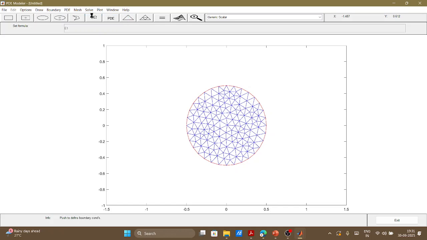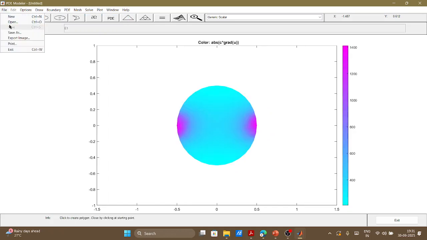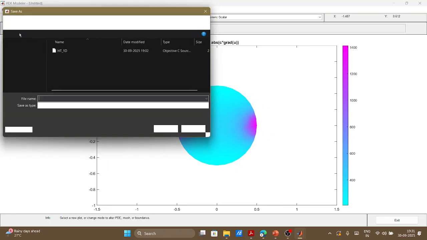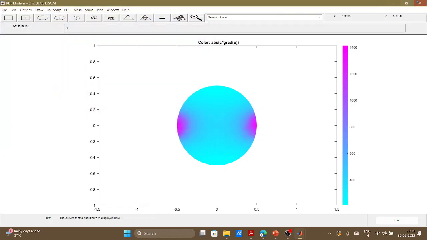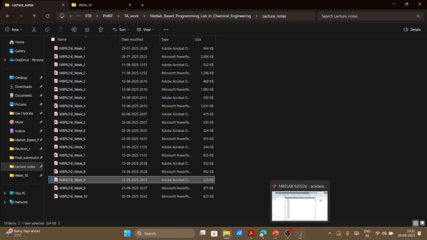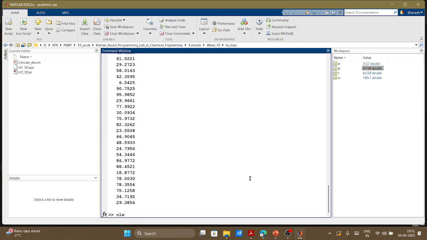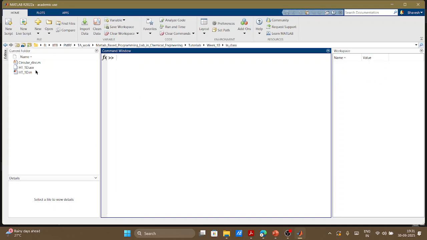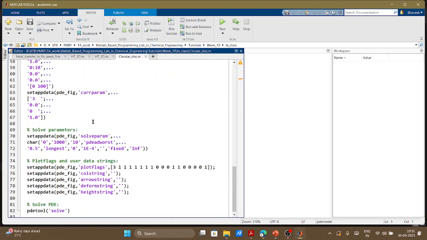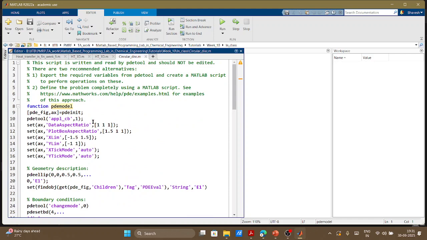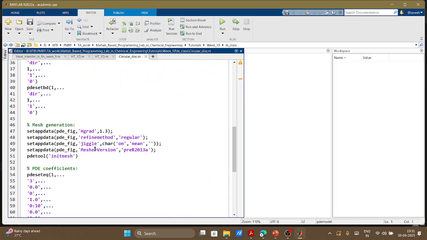Now here, let's say if I want to save this, when I do save as, you can save as a Matlab file, which is, let's say, circular disk, and it saves as a .m file in Matlab, right? And when I click on it, it does nothing, but all the changes we did in the PDE modeler have been written in the form of commands here, right?